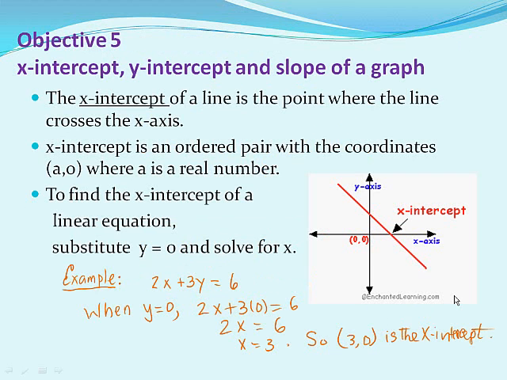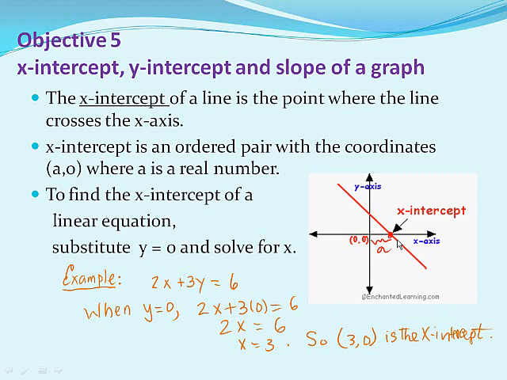Objective 5. X-intercept, y-intercept and slope of a graph. The x-intercept of a line is the point where the line crosses the x-axis. That's up here. The x-intercept is an ordered pair with the coordinates (a, 0), where a is a real number. To find the x-intercept of a linear equation, we substitute y equal to 0 and solve for x.